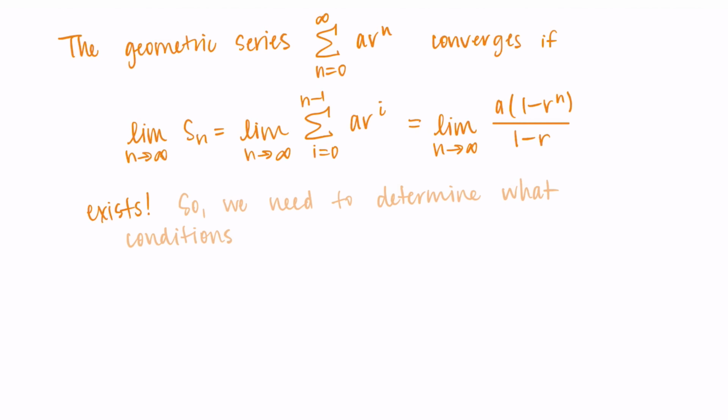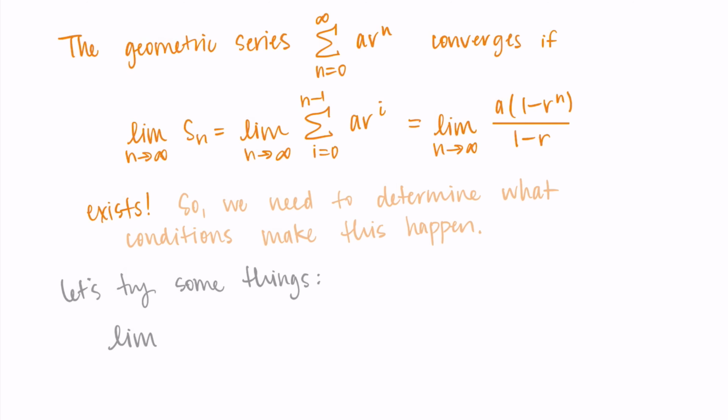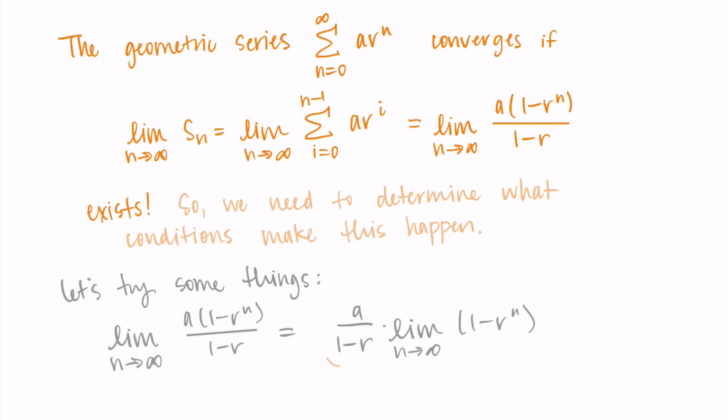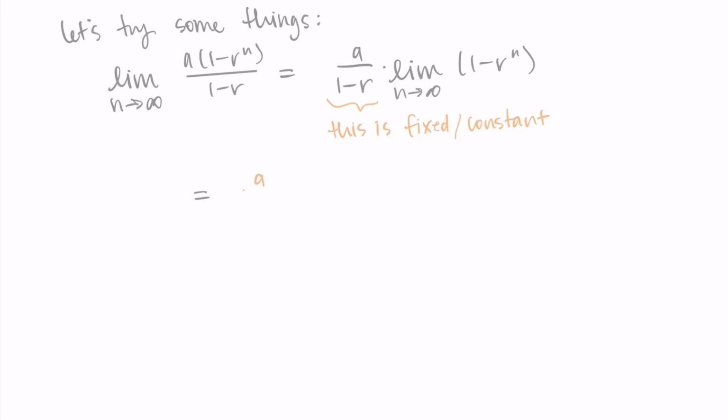Specifically, we need to determine what conditions will make the limit exist, and this is going to depend on a couple of cases. But let's try some things to get a sense for what's going on. Looking at this limit, I'm noticing that the a and the 1 minus r don't depend on n, so I can factor them out of the limit. Specifically, the a and the r are fixed based on the specific geometric series we're looking at. So they don't change, but we still have the limit as n approaches infinity of 1 minus r to the n. And this is going to change depending on whatever r is.